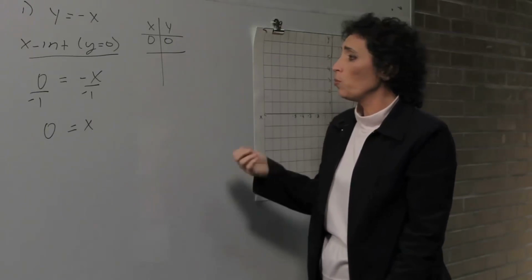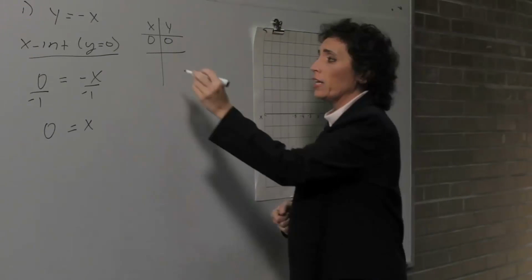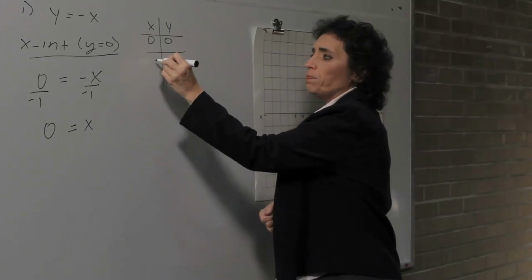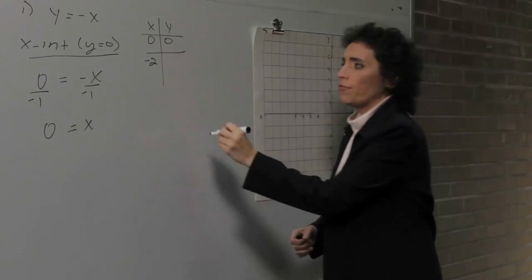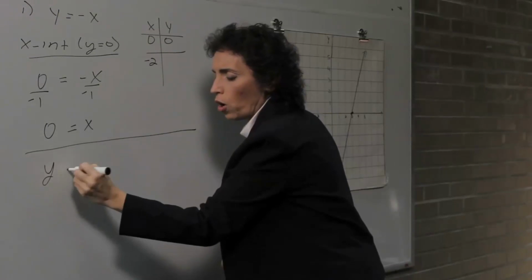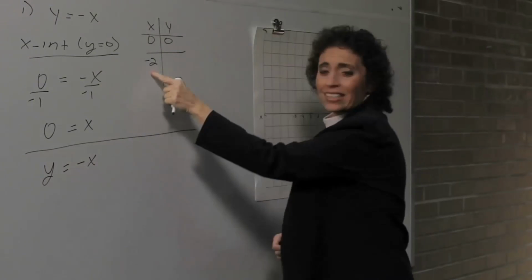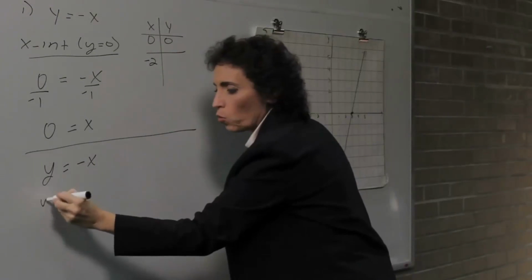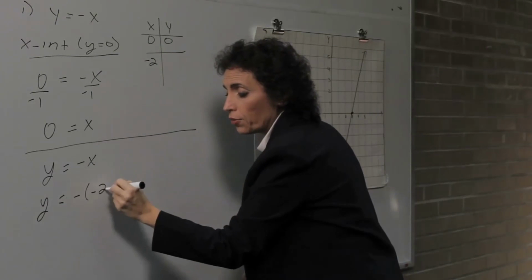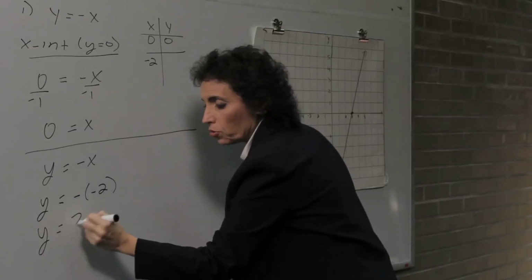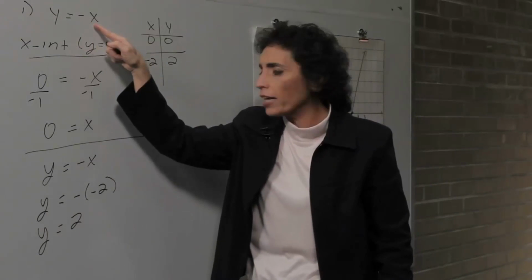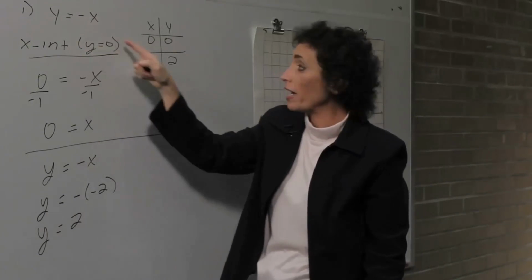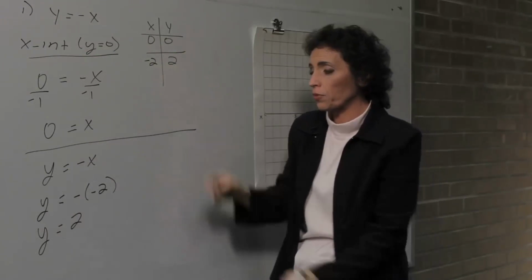So now I need to get 2 more points. It doesn't matter what points I get. Let's say I take x is negative 2. We know y equals negative x, but x is negative 2, so y equals negative negative 2. That tells me y is 2. Because all this says is y is the opposite of x. And these are opposites, and these are opposites.